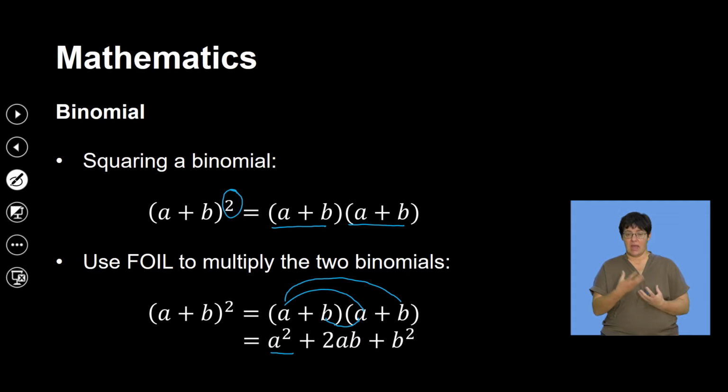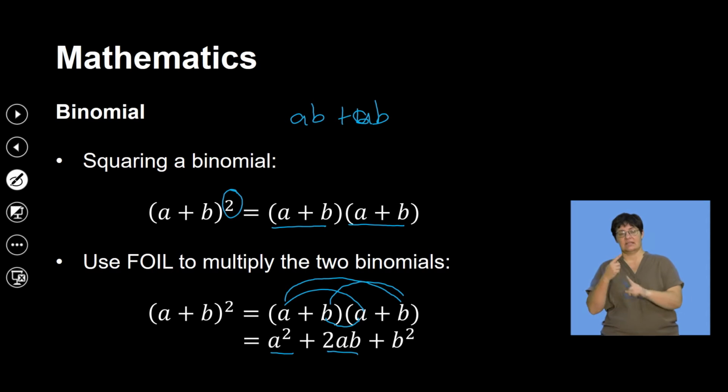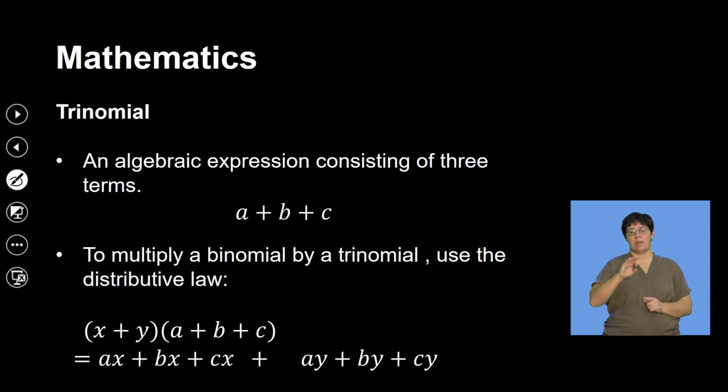So now I have two like terms, which is ab plus ab, which gives me the 2ab in the middle here. Then lastly, it will be the b multiplied by the b, which gives me the b squared there. So that's what squaring a binomial is all about.